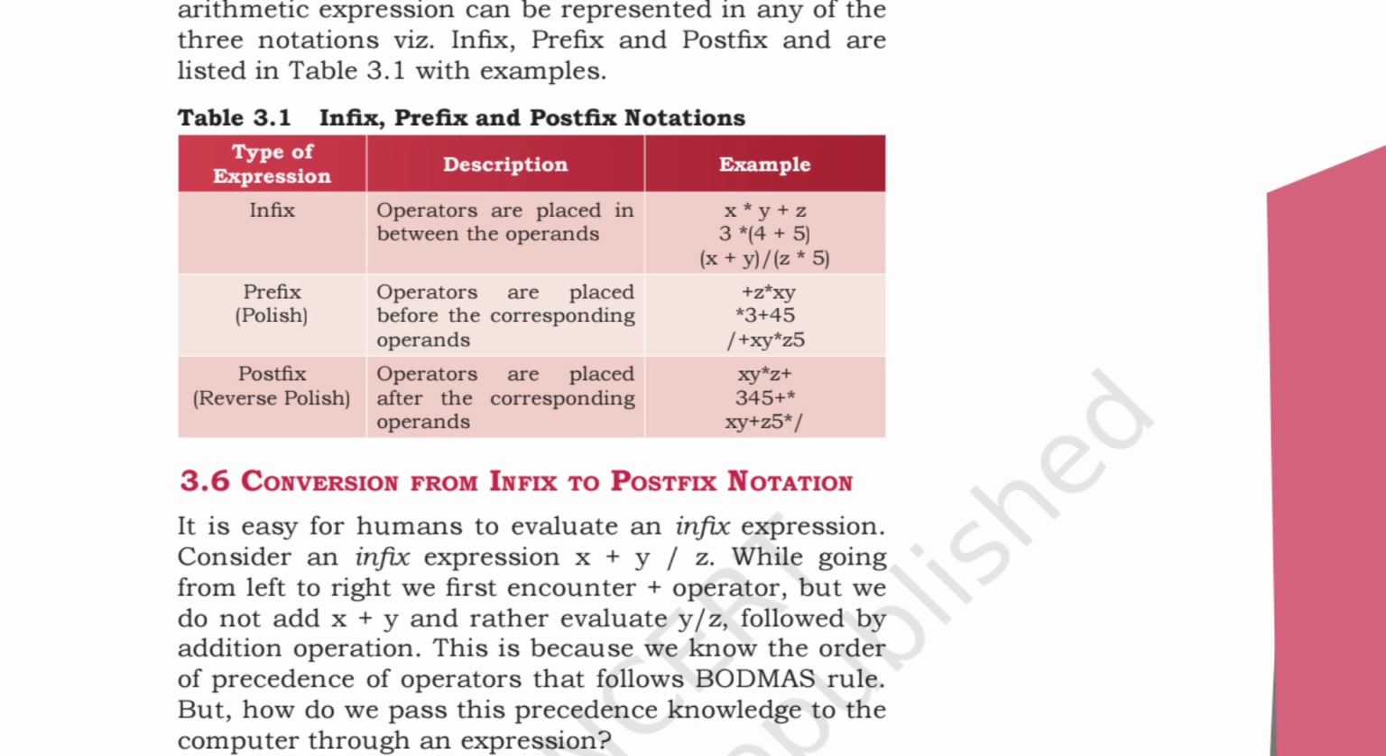Then again plus xy. Now over here this is x plus y divided by z into 5. That's why the division operation is written first, then plus xy into z5 is written. Now in the same way the postfix, that is reverse Polish operation, is given.